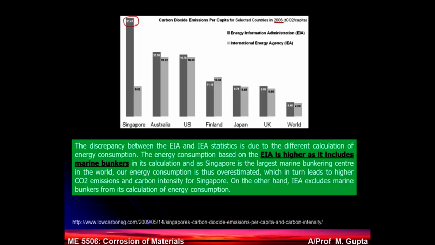EIA, which is very high, 31.41, includes the marine bunkers, while International Energy Agency, 9.62, doesn't take into account the marine bunkers. So 9.62 is a good figure, considering the average of the world is about 4 to 4.3 tons per person per year. So government involvement is very important.